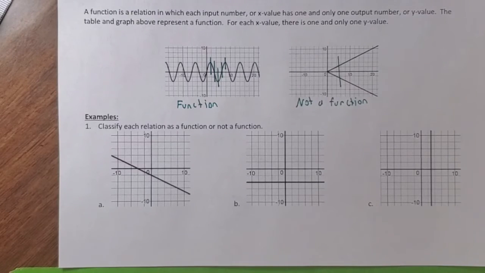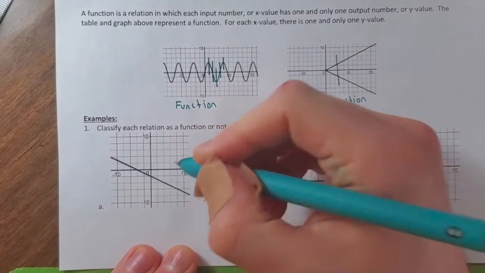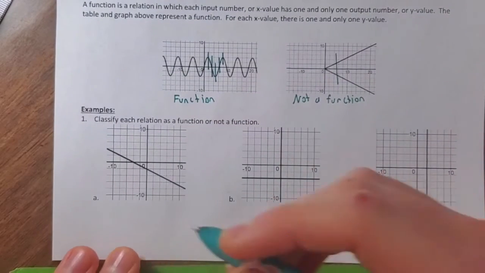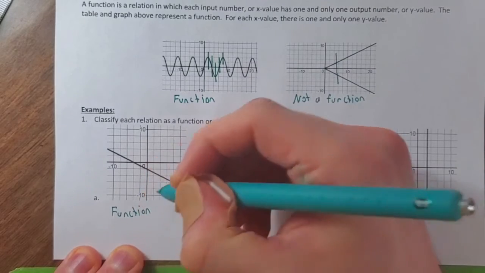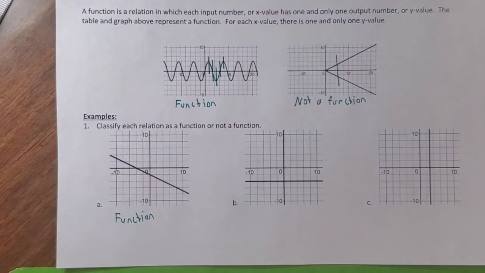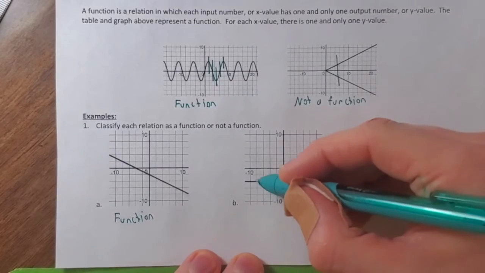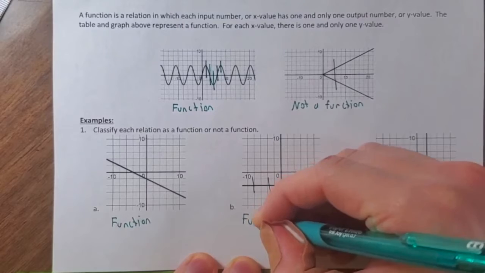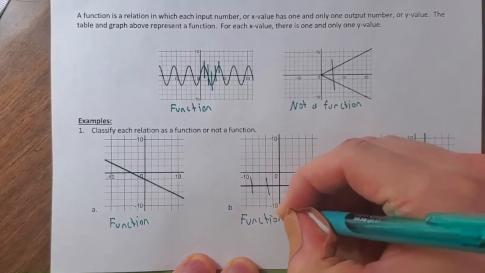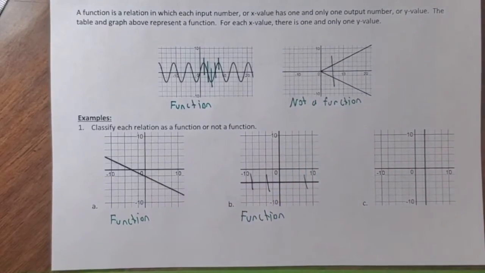Alright, so this first one, there's no place we can draw our vertical line. We've got a nice simple function here for this one. So it passes our vertical line test. The second one, we've got a perfectly horizontal line. Well, that's really easy to see. Anywhere we draw a vertical line, we can only have one intersection here. So this one is again a function.